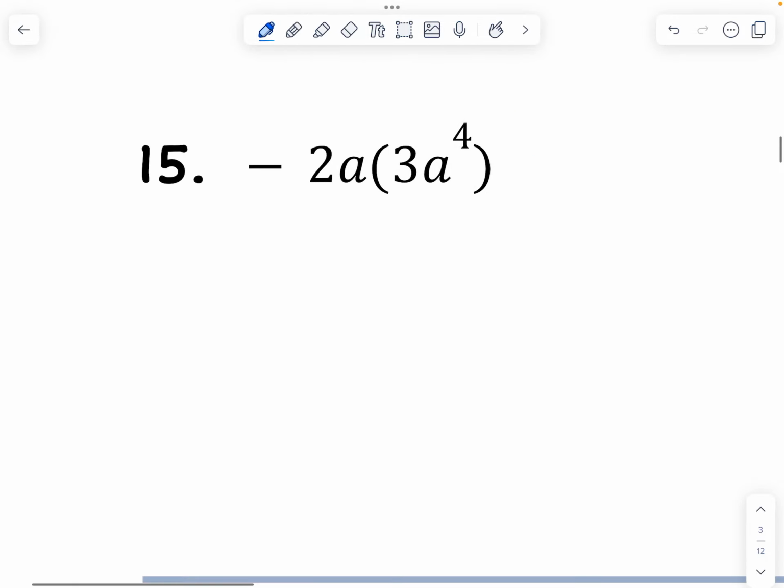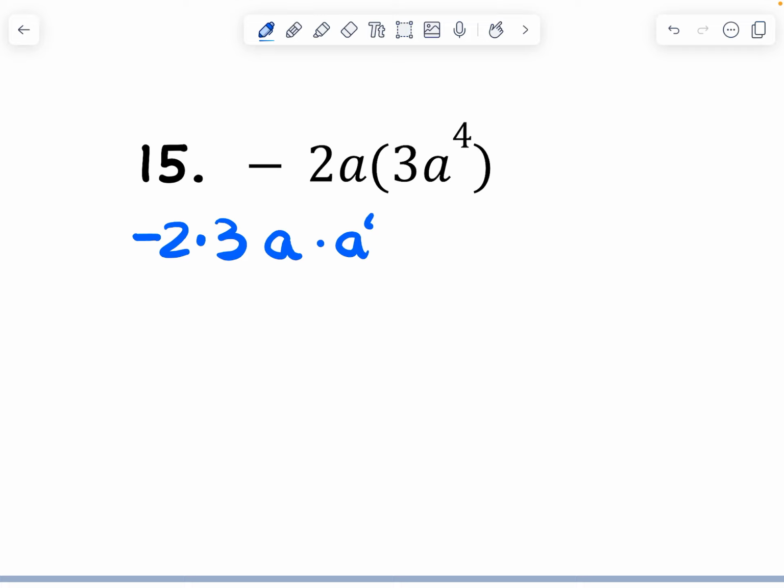Okay. Coming over here. I'm going to put my coefficients next to each other. I'm going to put my variables next to each other. This would get me negative 6. Remember, there's an invisible 1 right there. So 1 plus 4, so that would get me to the 5th.